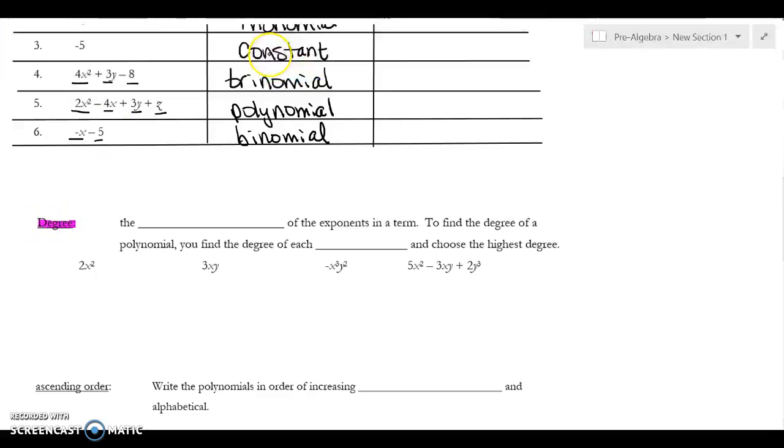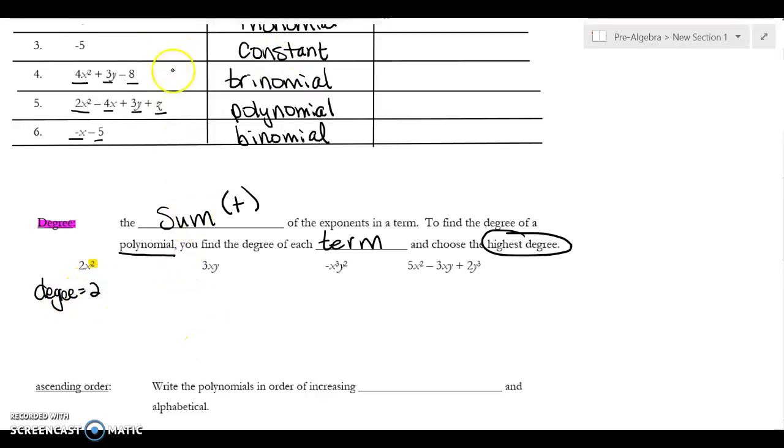Okay, the degree of something is the sum, which means adding, of the exponents in a term. So to find the degree of a polynomial, you find the degree of each monomial, or actually not monomial because it's a polynomial, each term, and you choose the highest one. So we'll have to come back and look at this. So let's just look at this first one. It's the sum of the exponents. Well, I'm going to highlight my exponent. This is my exponent. It's the exponents on variables. And so the only exponent I have there is 2. So this one is degree equals 2.